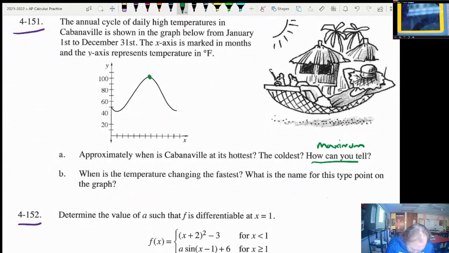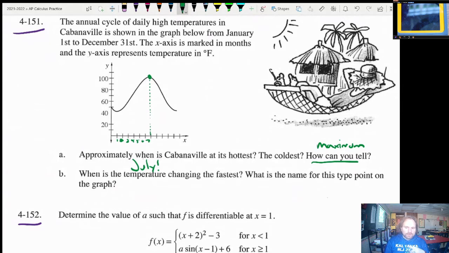And I would just kind of eyeball where that's happening, drag it down to there. It looks like the 7th month. 1, 2, 3, 4, 5, 6, 7. Yeah, July. So it's at its hottest in July. That's where the maximum is. The question B, though, is the calculus question. When is the temperature changing the fastest? What is the name for this type of point on the graph?